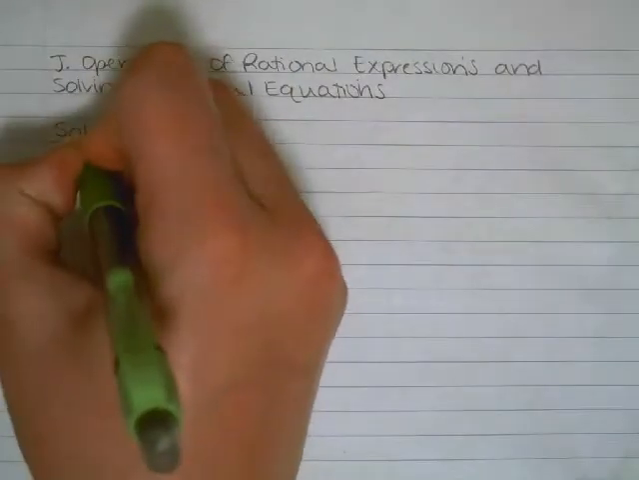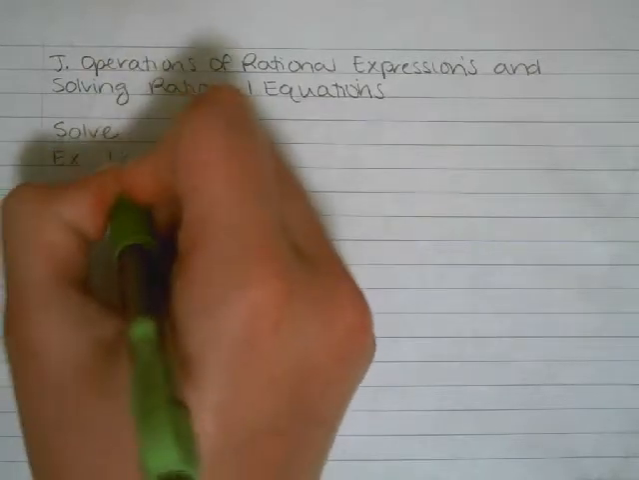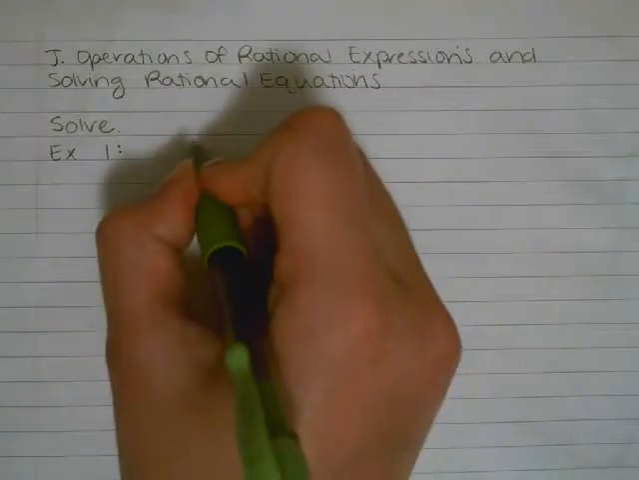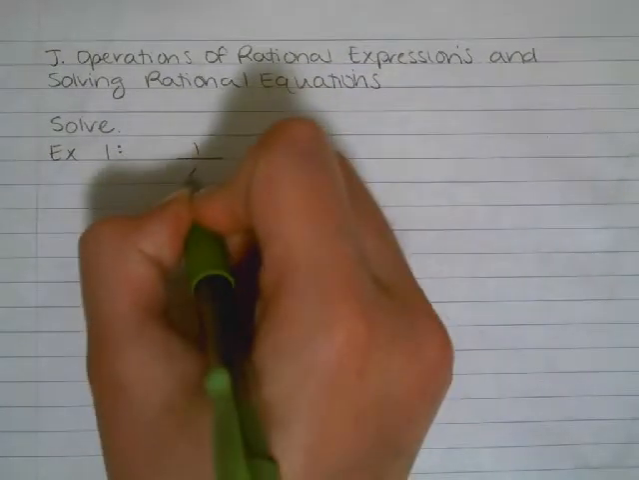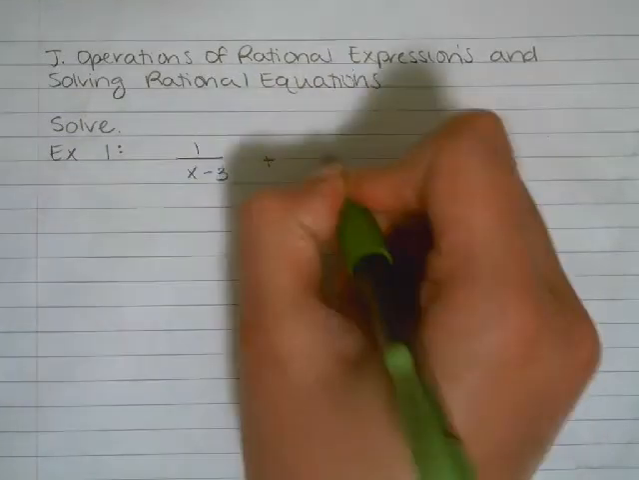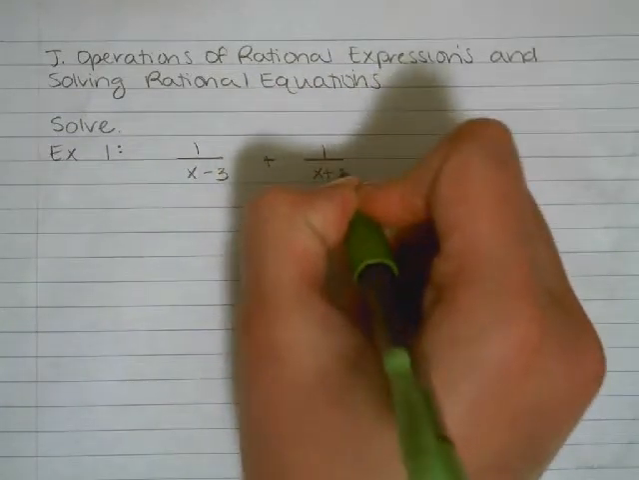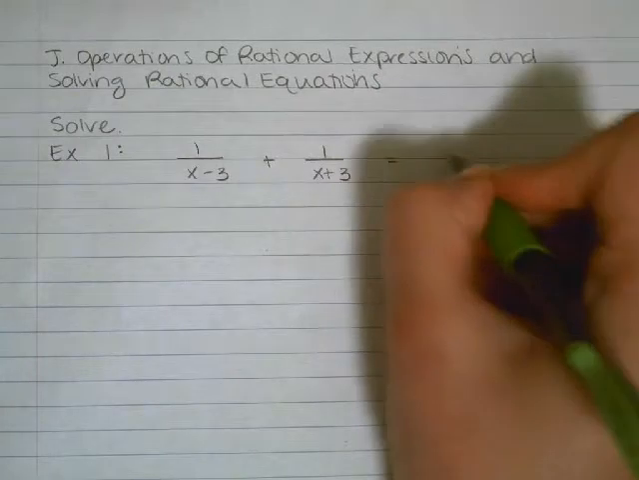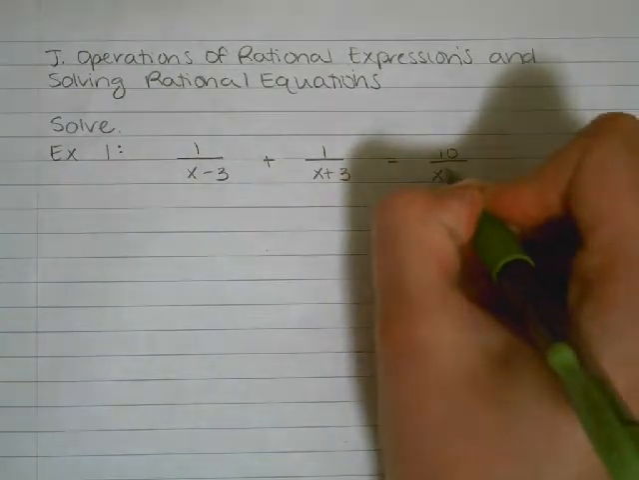So here we're going to solve these because they are equations. That's what the instructions are going to say. But I am going to show you a couple different ways of how I would do the problem depending on what it was. So this one starts off with 1 over x minus 3 plus 1 over x plus 3 equals 10 over x squared minus 9.